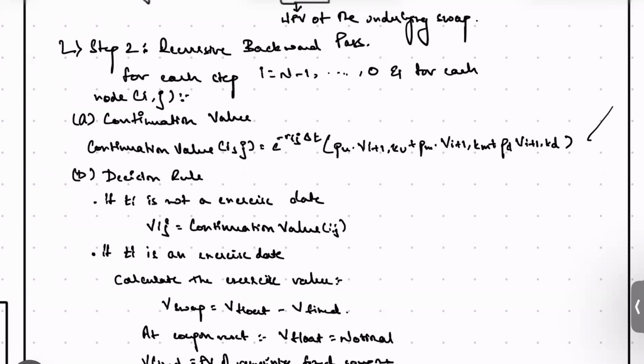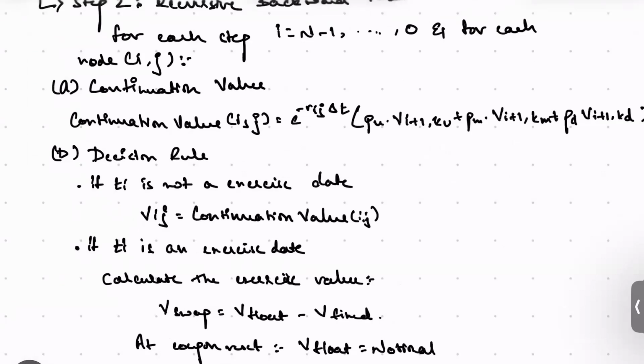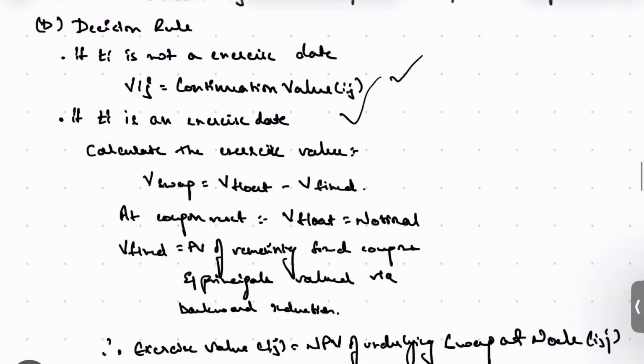Next, we check for the exercise opportunity. This step depends on whether ti is one of the contractually permitted exercise states for the Bermudan swaption or not. If ti is not an exercise state, no decision can be made. The value of the swaption node is simply its continuation value. If ti is an exercise state, the holder has a choice and the Bellman principle must be applied. This requires calculating the exercise value. This is the most computationally intensive part of the algorithm.